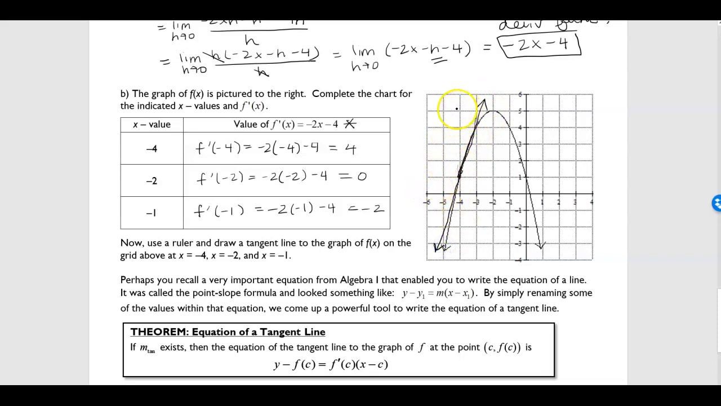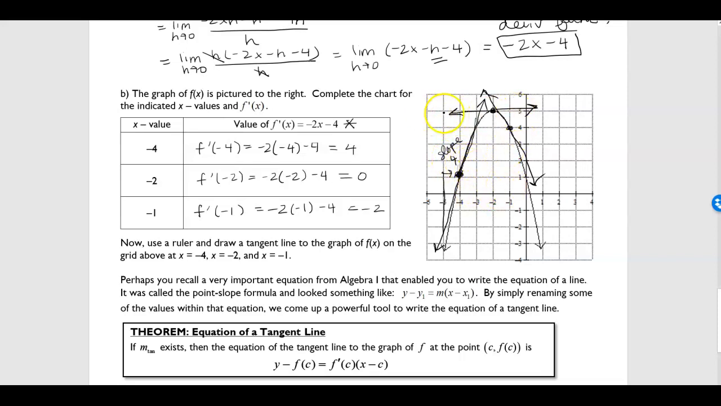That's an estimate. It's hard to draw on here. At negative 2, this one should be a little bit easier. And at negative 1. And so if you take a look at those lines that we drew, for this first one at negative 4, it does look like it has a slope of 4. So I can see it's not perfect, but I could go like up 4 over 1. That's a slope of 4.